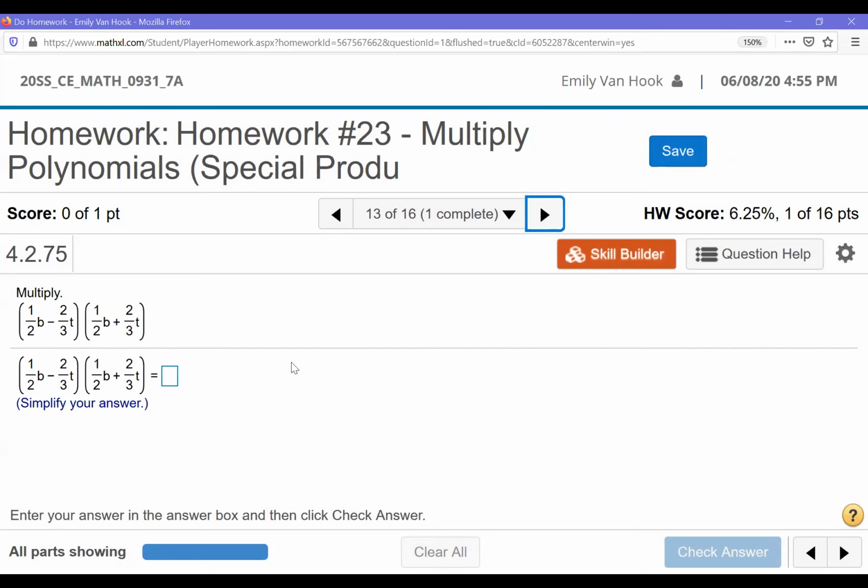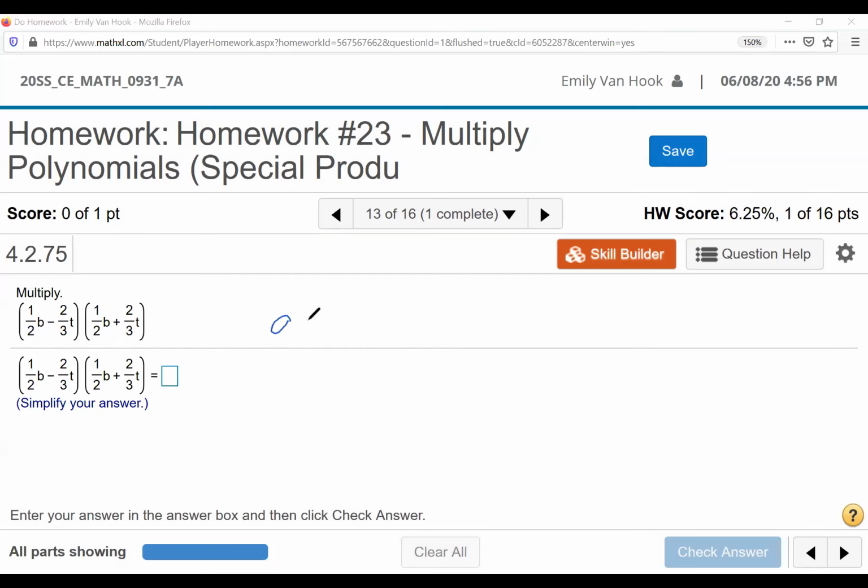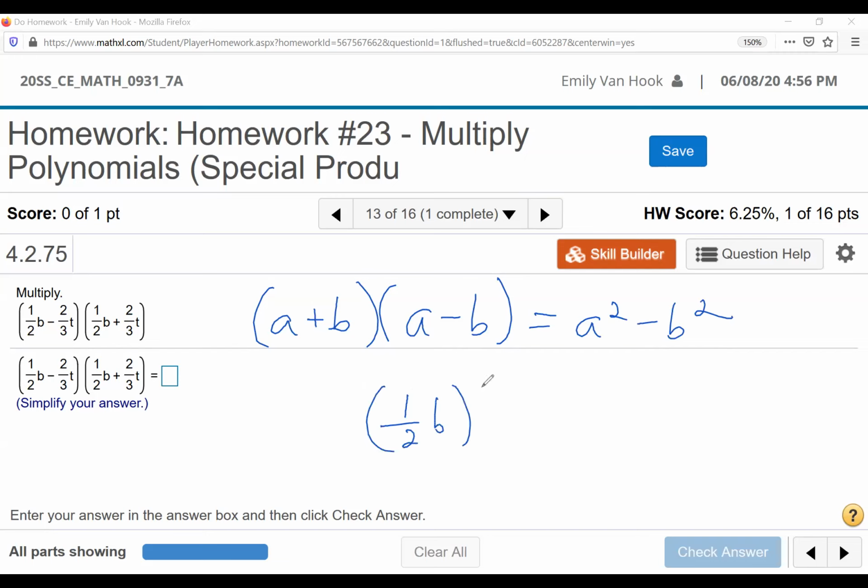Okay, let's do this one. Here's a fraction problem. So it does look like it follows that a plus b, a minus b pattern. It's just that the minus is first, which is okay. So a squared minus b squared. So I would square the first term, 1/2 b squared minus, and then square that second term, 2/3 t squared. That would be 1/4 b squared minus 4/9 t squared. So when you're squaring a fraction, you can write it twice and just multiply across, or really you can just square the numerator and square the denominator. That's how I do it. Okay, good. I think that does look familiar. I think it was similar to a problem in our notes as well.